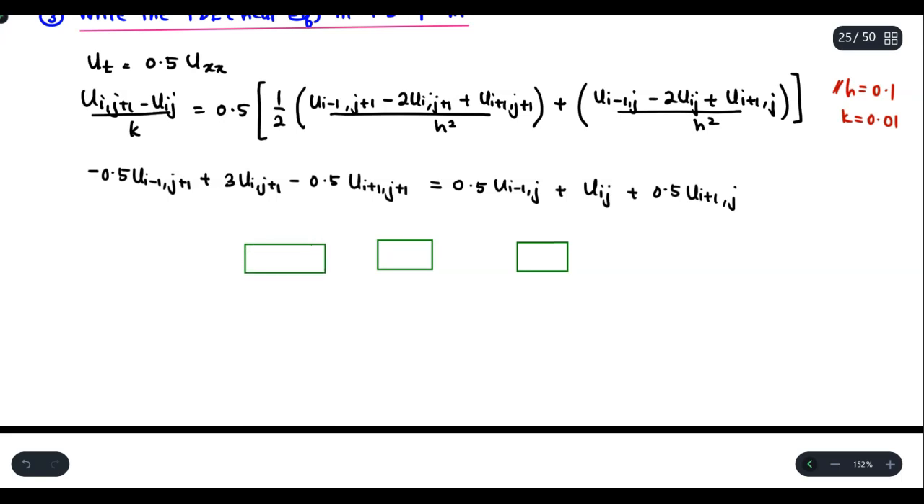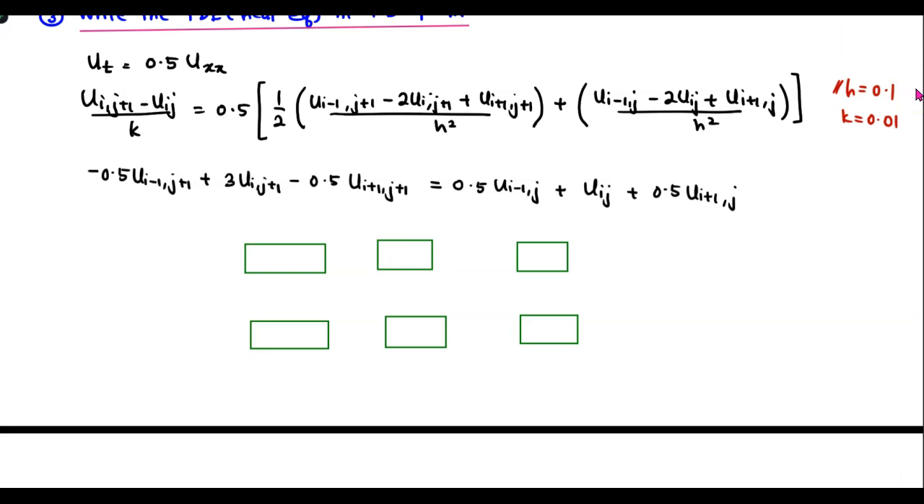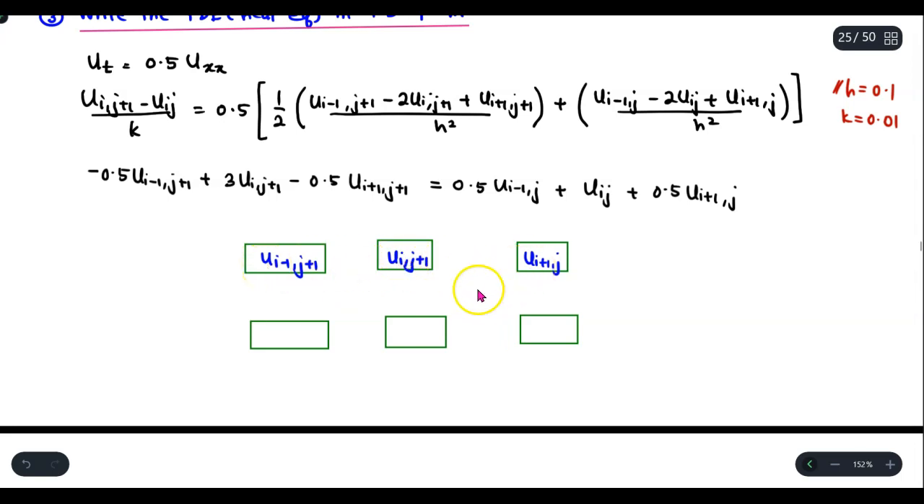Okay, this one corresponds to your left expression, and at your right you also have 3 terms of u. Okay, if I can put it like that. So look at your left hand side. So this is u_{i-1,j+1}, and this is u_{i,j+1}, and this is u_{i+1,j}. Okay, so it needs to be corrected accordingly. So i,j+1, okay, in the middle. I minus 1 should be on the left, I plus 1 should be on the right.